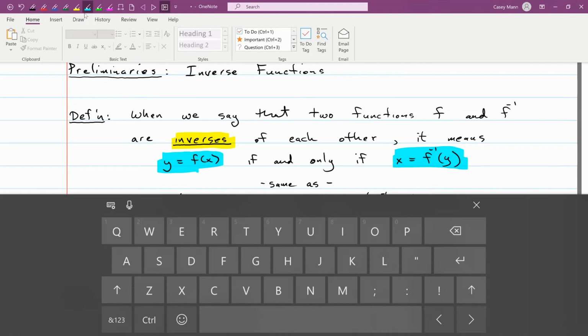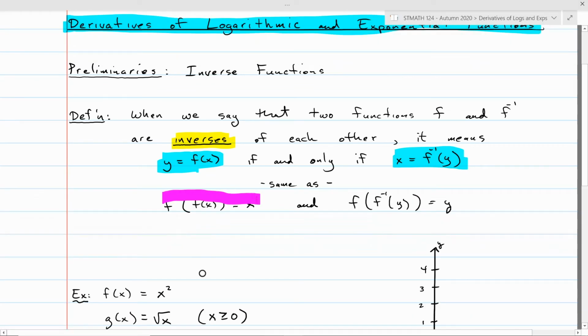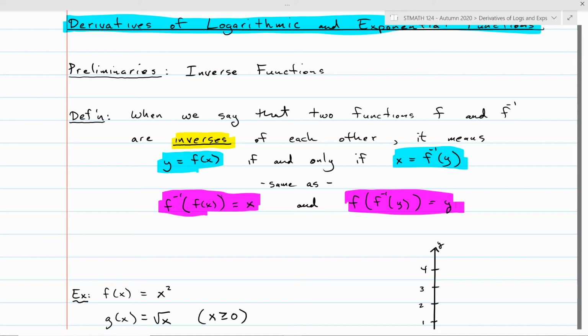Another way to say this very same thing is with these two equations I'm highlighting here in pink. The first one just says that when you plug f of x into f inverse, you just get back x. So that original x that you plugged into f on the inside, you get some output there, y, and then you feed that into f inverse and you get back x, which you started with. And the same thing happens when you do it in the reverse order. So f of f inverse of y, you just get back y. So the functions are just sort of undoing each other.